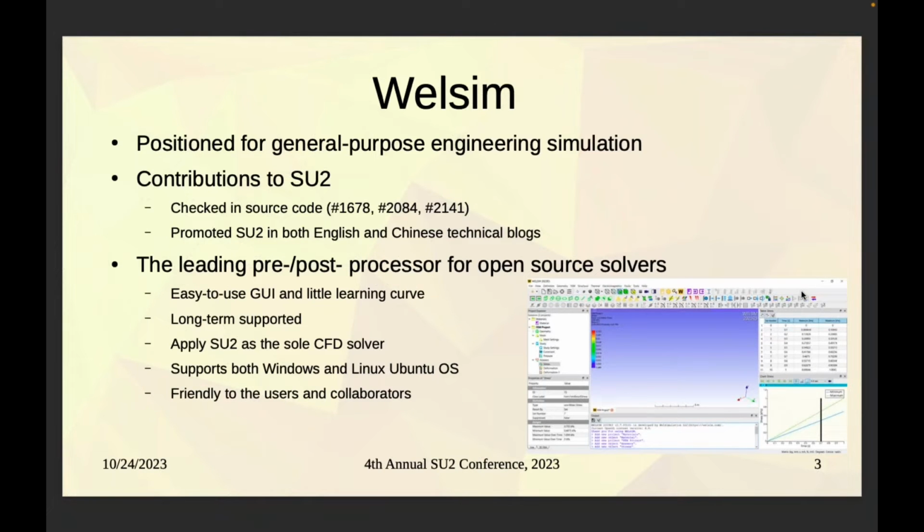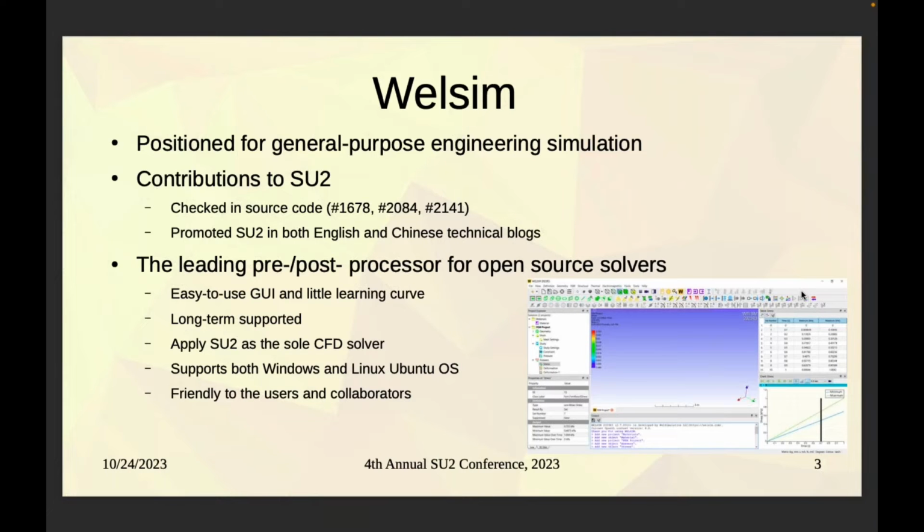Welsim is positioned as a general purpose engineering simulation software, also called CAE software. We focus on the front end only and do not develop our own solvers, but we assist in optimizing the co-workers' solvers. For example, Welsim has contributed to the source code of SU2, primarily at the application level. We also describe the advantages of the SU2 in our recent technical blogs, in both English and Mandarin Chinese, which positively contributed to the ecosystem of the SU2.